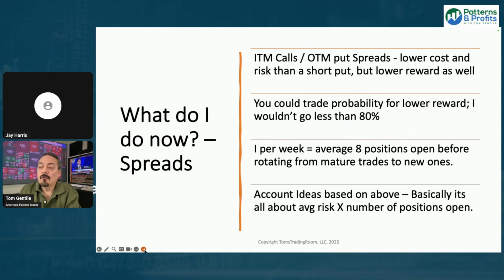So you've got in the money call spreads or out of the money put spreads. If you're doing an in the money call versus an out of the money put spread, that would be buying that deep in the money call spread or selling the deep out of the money put spread. They're probably going to be the same strikes. Because of that, you've got lower cost and lower risk than a short put. You also have lower reward, but keep in mind, all of a sudden you've opened up the possibility for a smaller account to be able to put on multiple trades, right? You could trade probability for a lower reward. I wouldn't go less than 80% when you look at the reward to risk ratios.